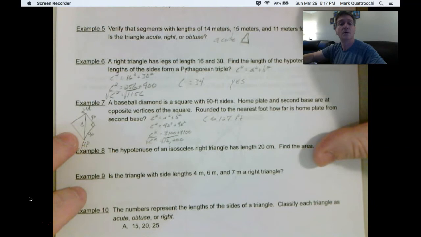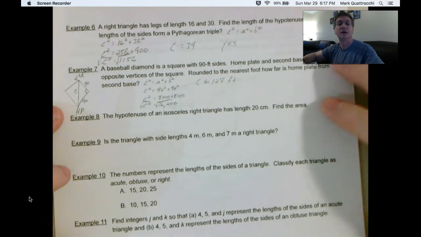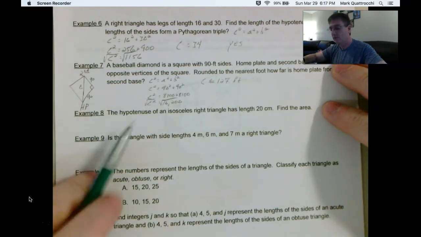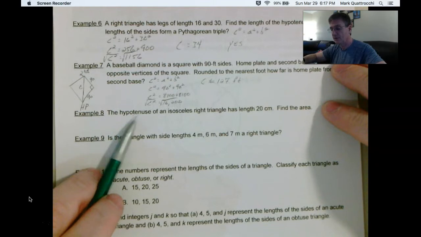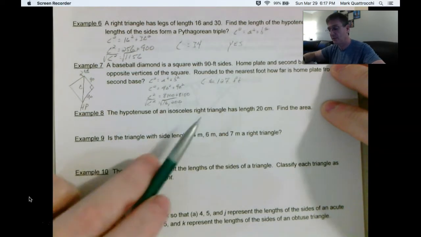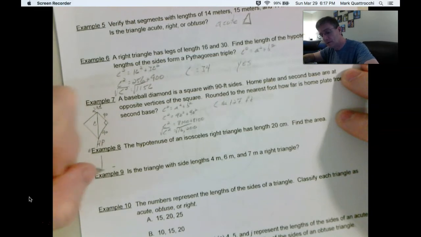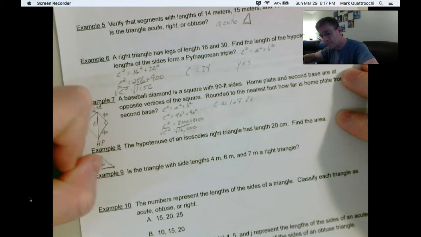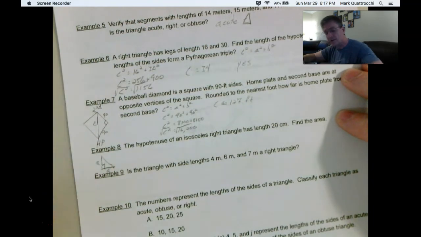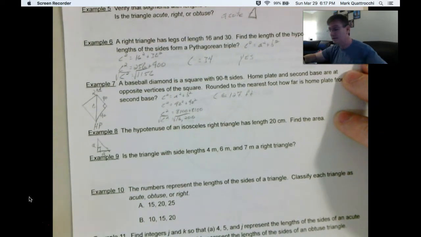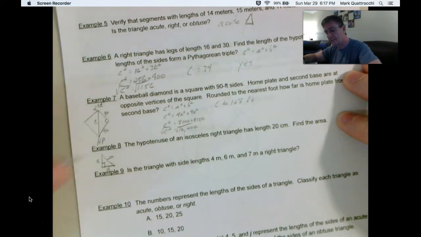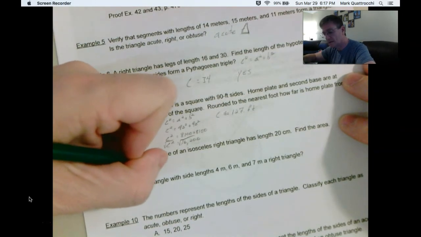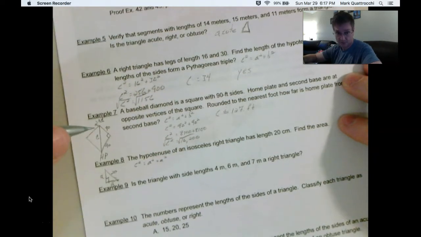Okay. Question number 8. The hypotenuse of an isosceles right triangle has a length of 20 centimeters. Find its area. So we're told a couple things here. We're told that it's the hypotenuse, and we're told that the triangle is isosceles and a right triangle. So, quick sketch. This is A. This is also A because it's isosceles. And this is 20. So c squared equals a squared plus a squared. If you want to put a squared plus b squared, you can, but a and b are the same.